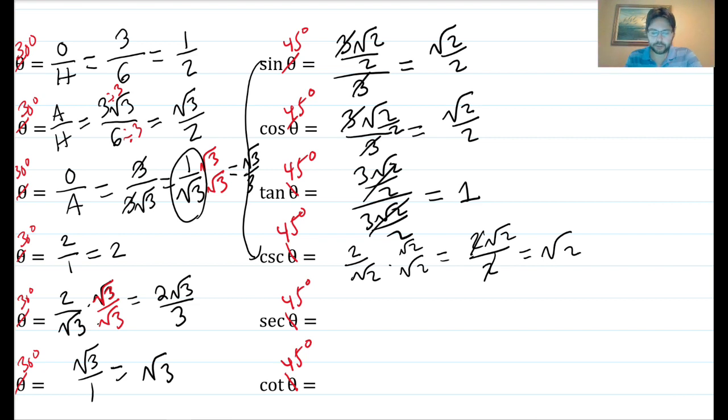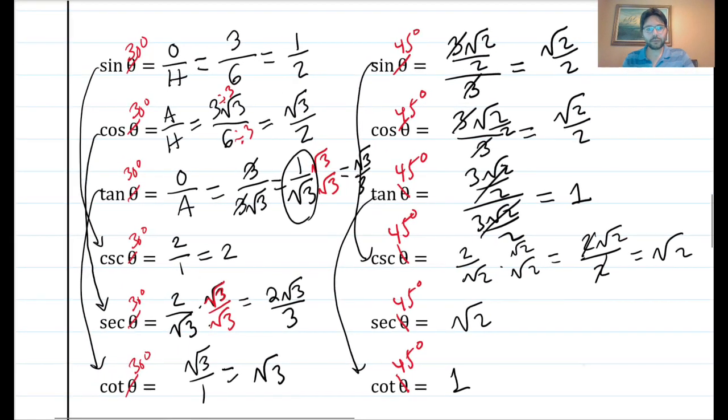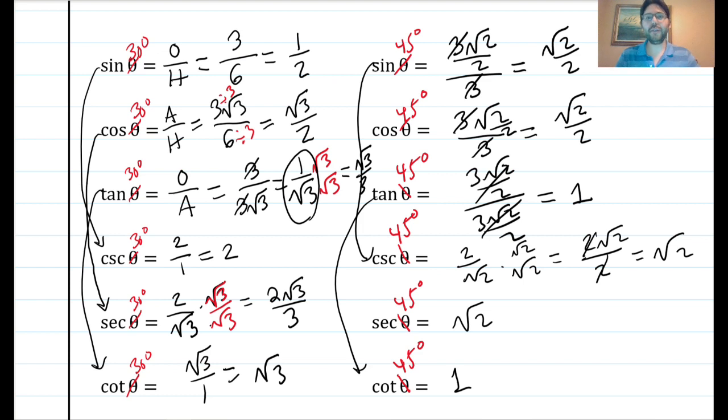All right. Secant is going to be the exact same thing because cosine is the same as sine in this example. And then cotangent, it's just going to be flipping tangent. But we know that tangent is 1. So when you flip 1, you still get 1. All right, so you get 1. And that's how you do trig ratios of special right triangles.